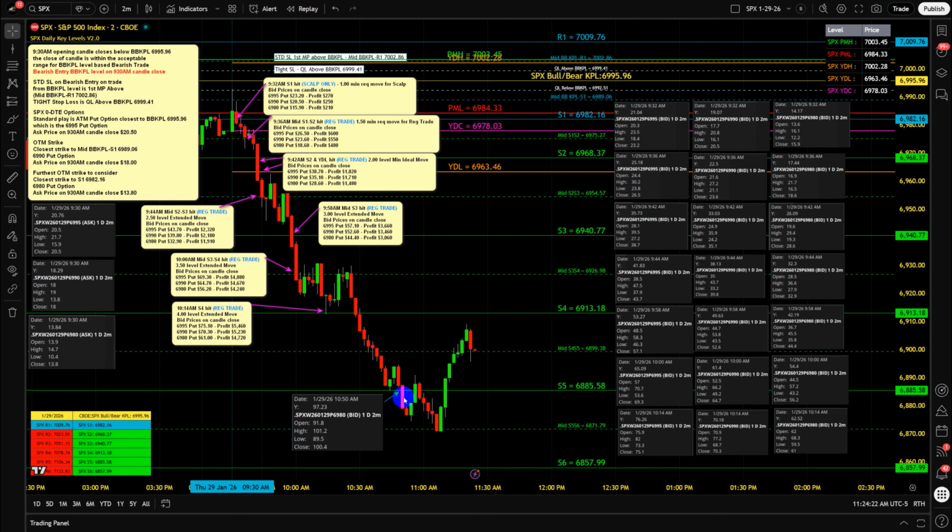The bid price on the candle close here is $100.40. So that's roughly $86.60. So that would be $8,660 profit per option here.